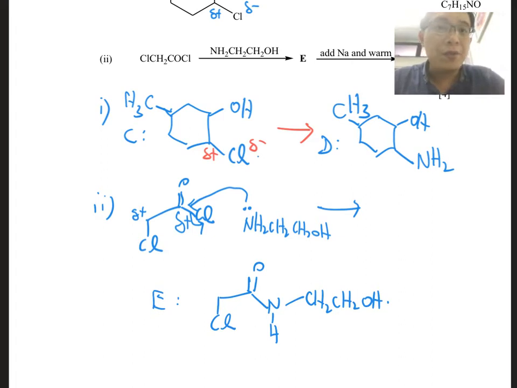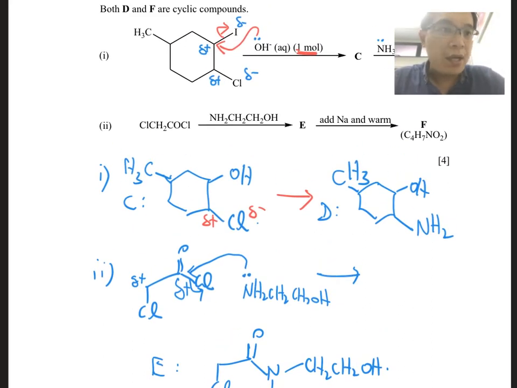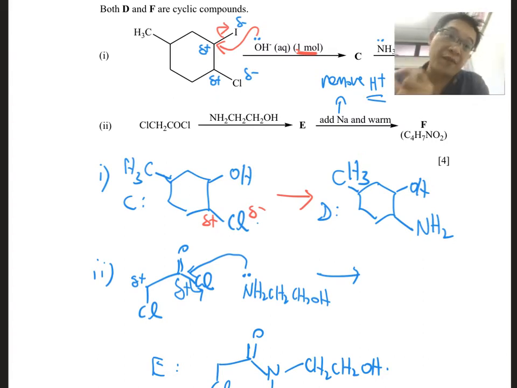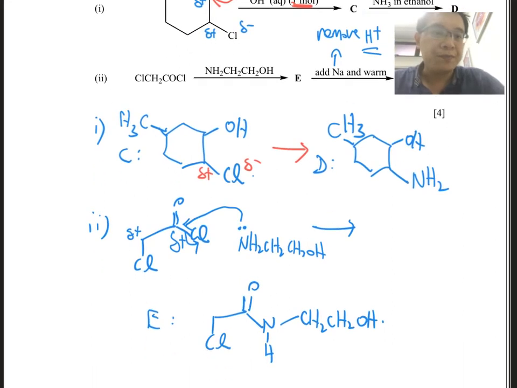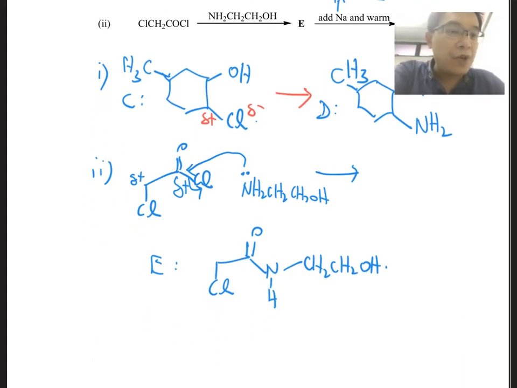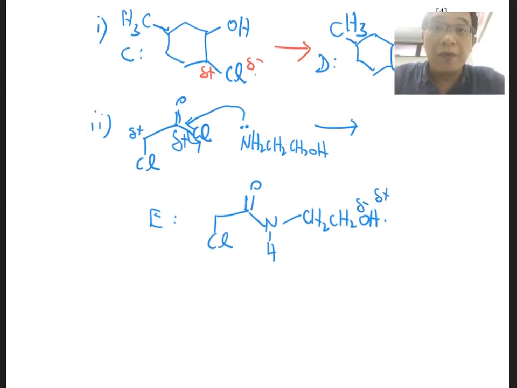Now we take a look at the next part. Do you notice that they add in something? They say that I'm going to add in sodium, warm. What's the purpose of sodium? You must recall the purpose of sodium is to remove H plus, a H plus that's attached to something very electronegative. So let's examine the molecule. I notice that I have an OH bond. As you know, in the OH bond, O is very electronegative, so the hydrogen here is delta positive and this is delta negative. So they will remove the H from here in order to generate a nucleophile.